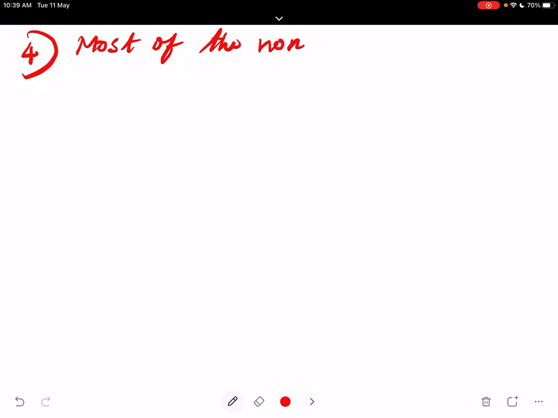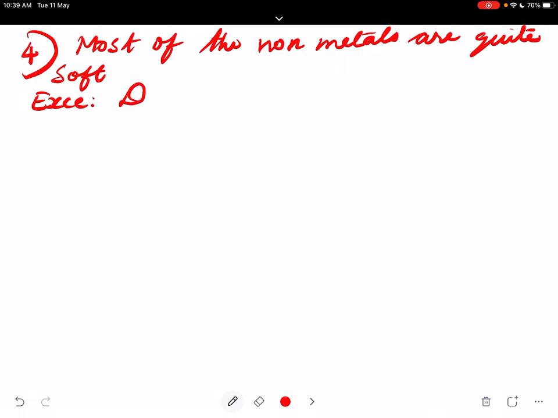Now, number 4. Most of the nonmetals are quite soft. The exception is diamond, which is very hard.